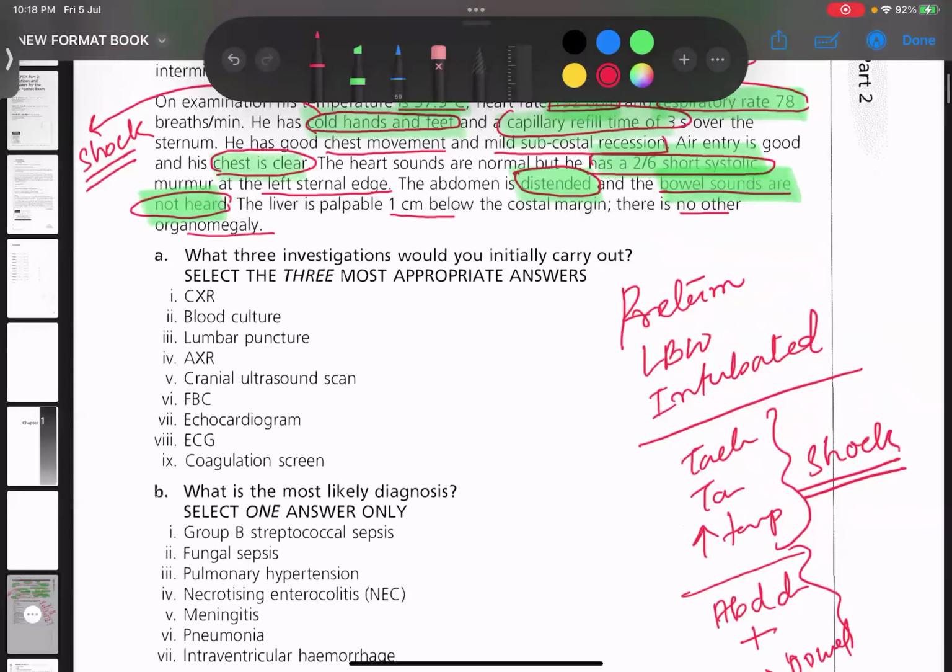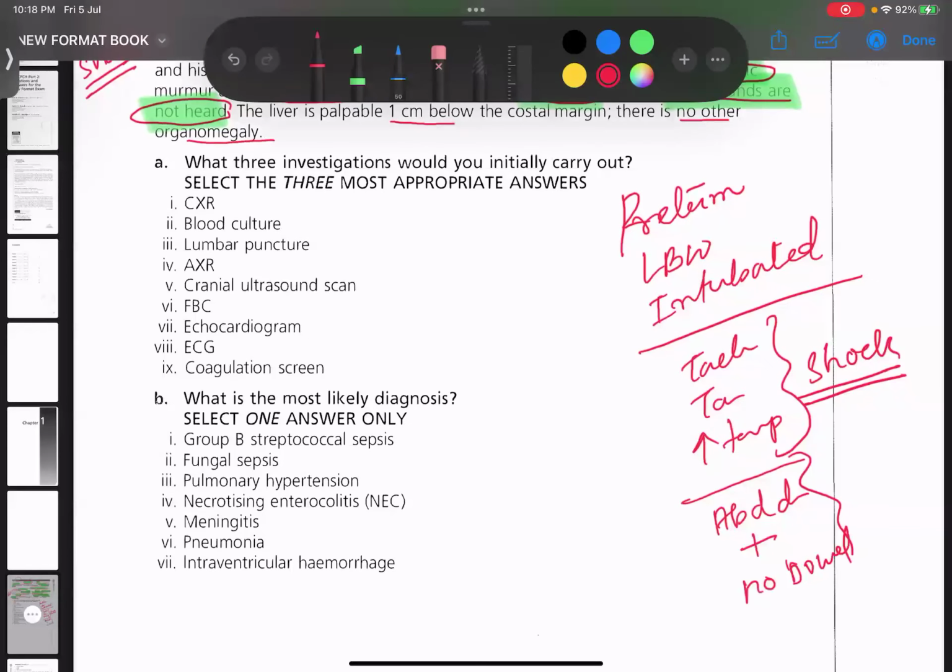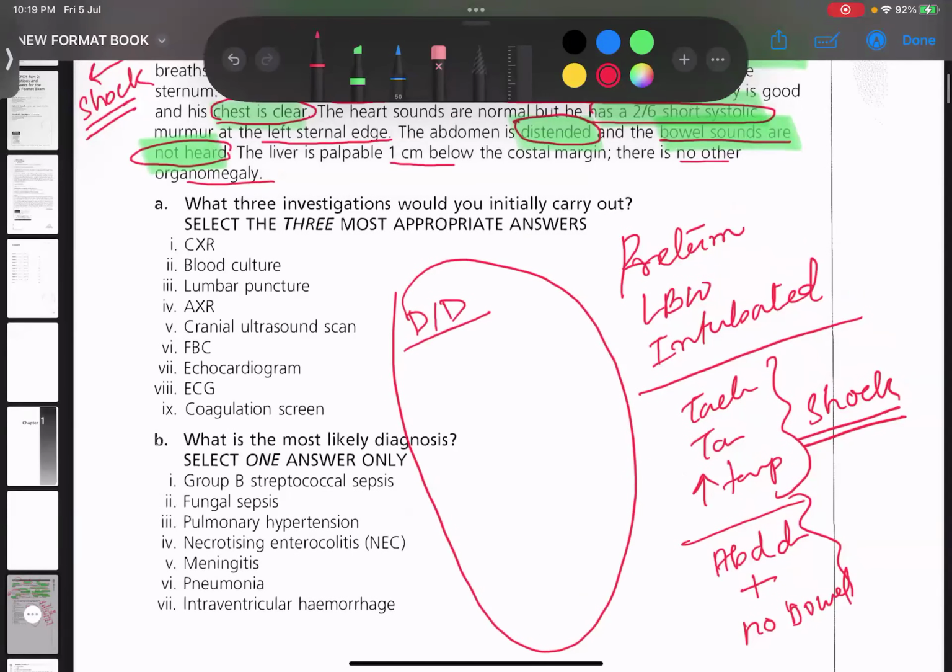So what are our differential diagnoses for a neonate coming to us with tachycardia, tachypnea, slight rise in temperature? What are our differential diagnoses first in this case? First one is neonatal sepsis. Very good. That's what we studied in last class. First is always we'll consider sepsis. What is our second diagnosis we are considering?